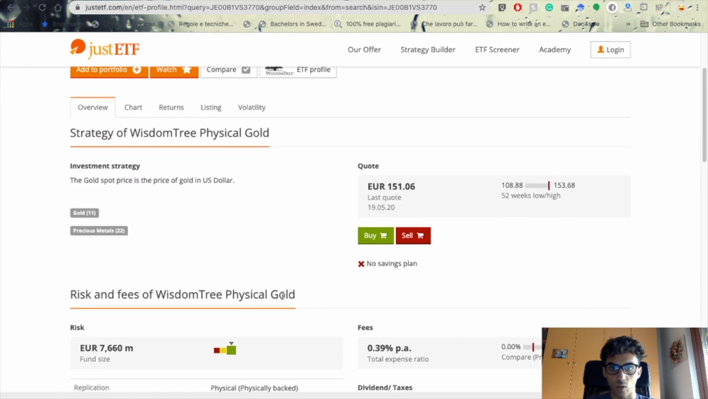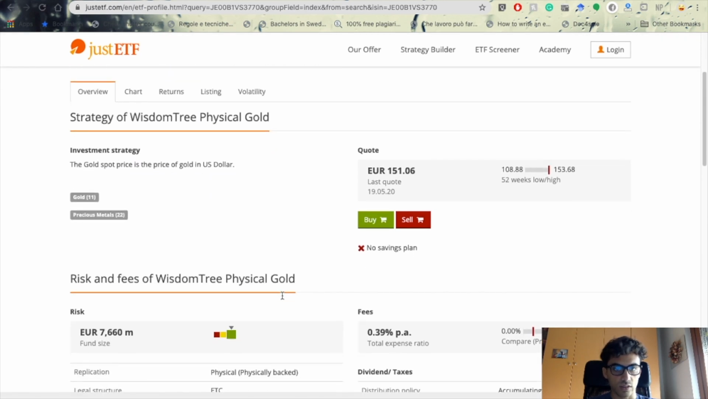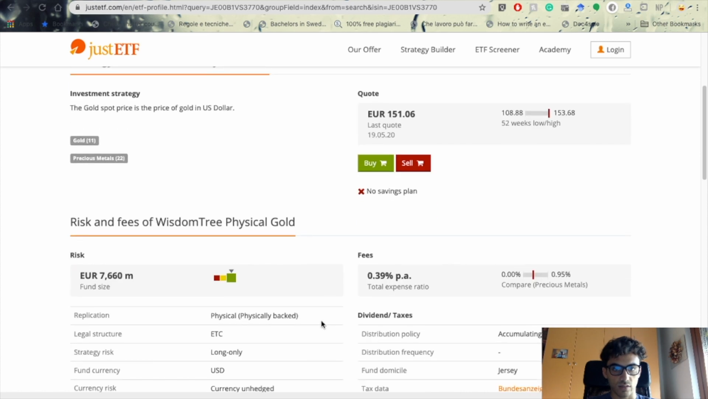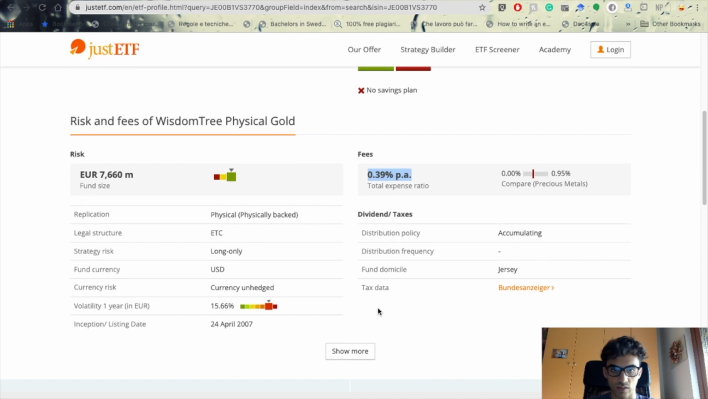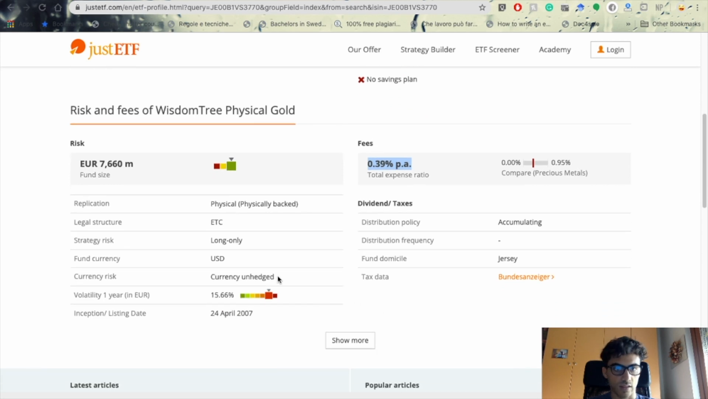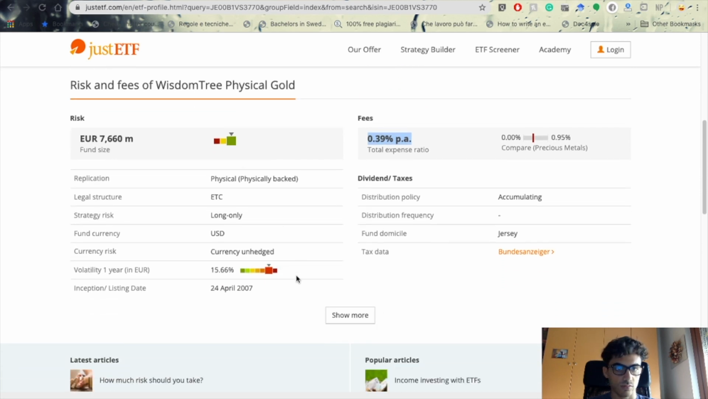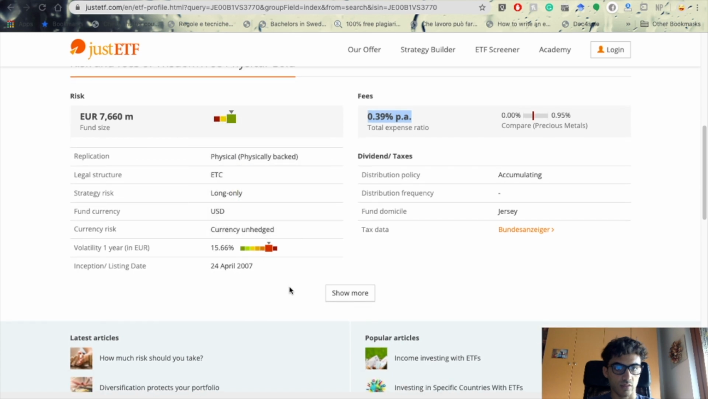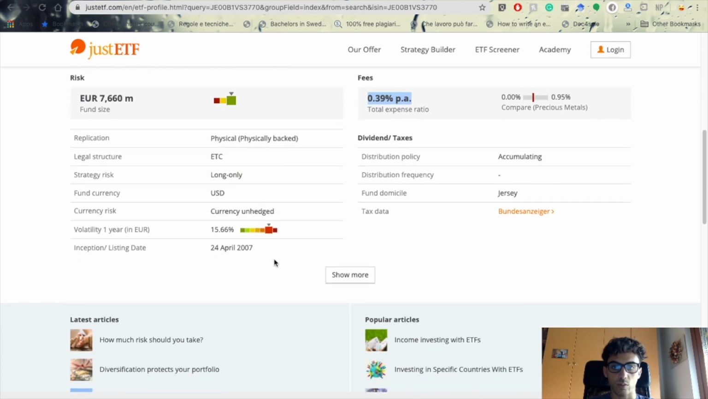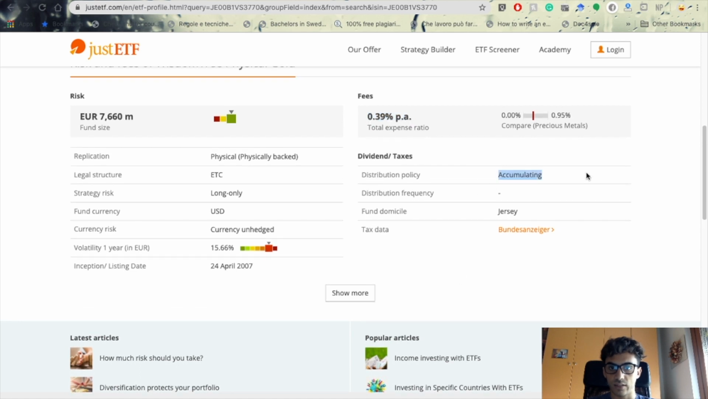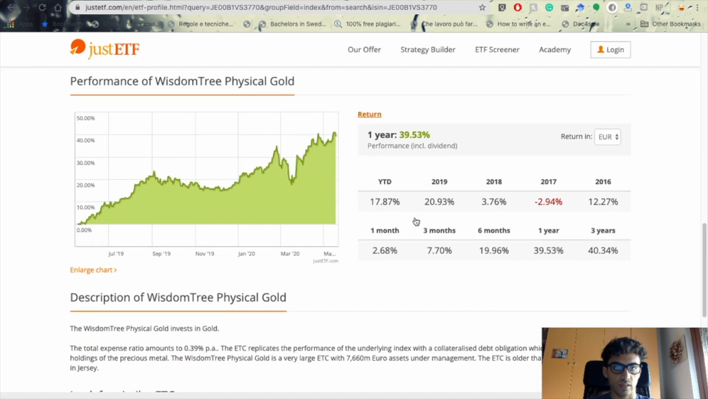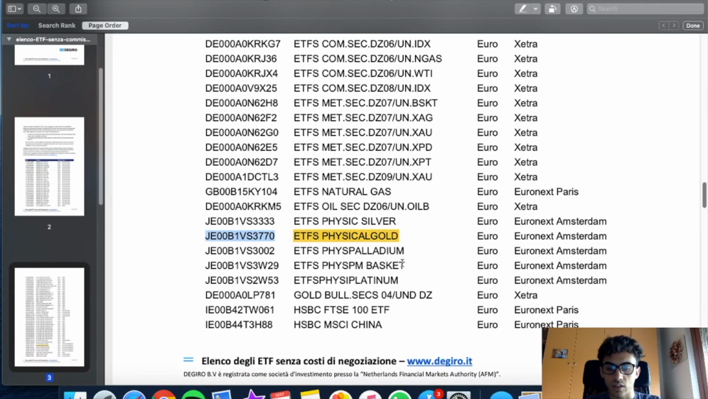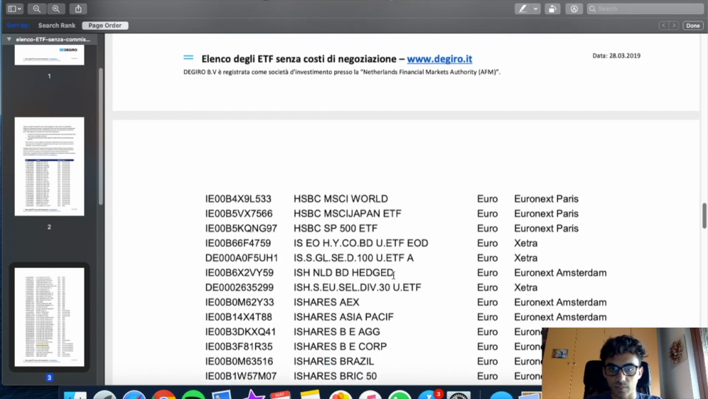and here you have all the information you need: the price, the fees you have to pay, physical, volatility, when it was created, accumulating, the performance over the past, going back.